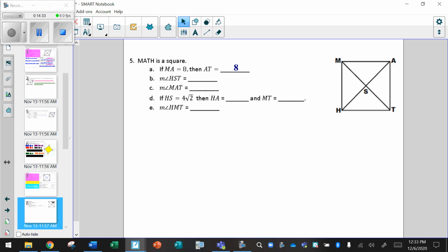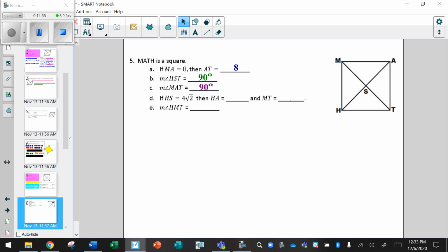All right. If I ask you to find the measure of angle HST, because a square is also a rhombus, diagonals are perpendicular, so that's 90 degrees. What's the measure of angle MAT? Well, because a square is also a rectangle, all the angles of the square, MAT, are 90 degrees.